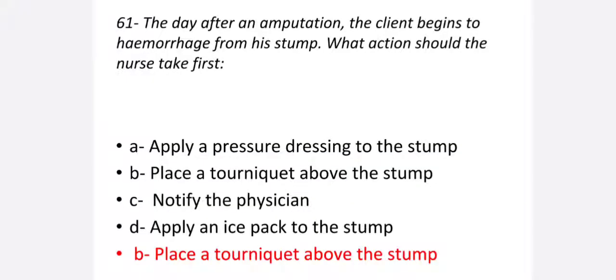Question number 1. The day after an amputation, the client begins to hemorrhage from his stump. What action should the nurse take first? Option A. Apply a pressure dressing to the stump. Option B. Place a tourniquet above the stump. Option C. Notify the physician. And option D. Apply an ice pack to the stump. Answer. Option B. Place a tourniquet above the stump is the correct answer.